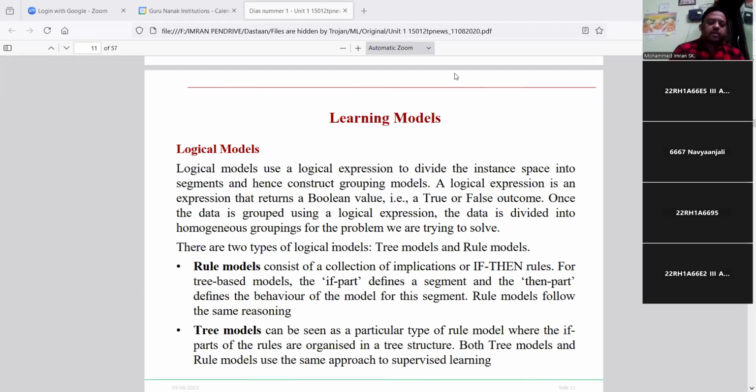Fine. So logical models, as you know, have an expression which returns a Boolean value, either true or false, or zero or one, whatever. Like in Prolog, you are getting yes or no, or sometimes true or false.